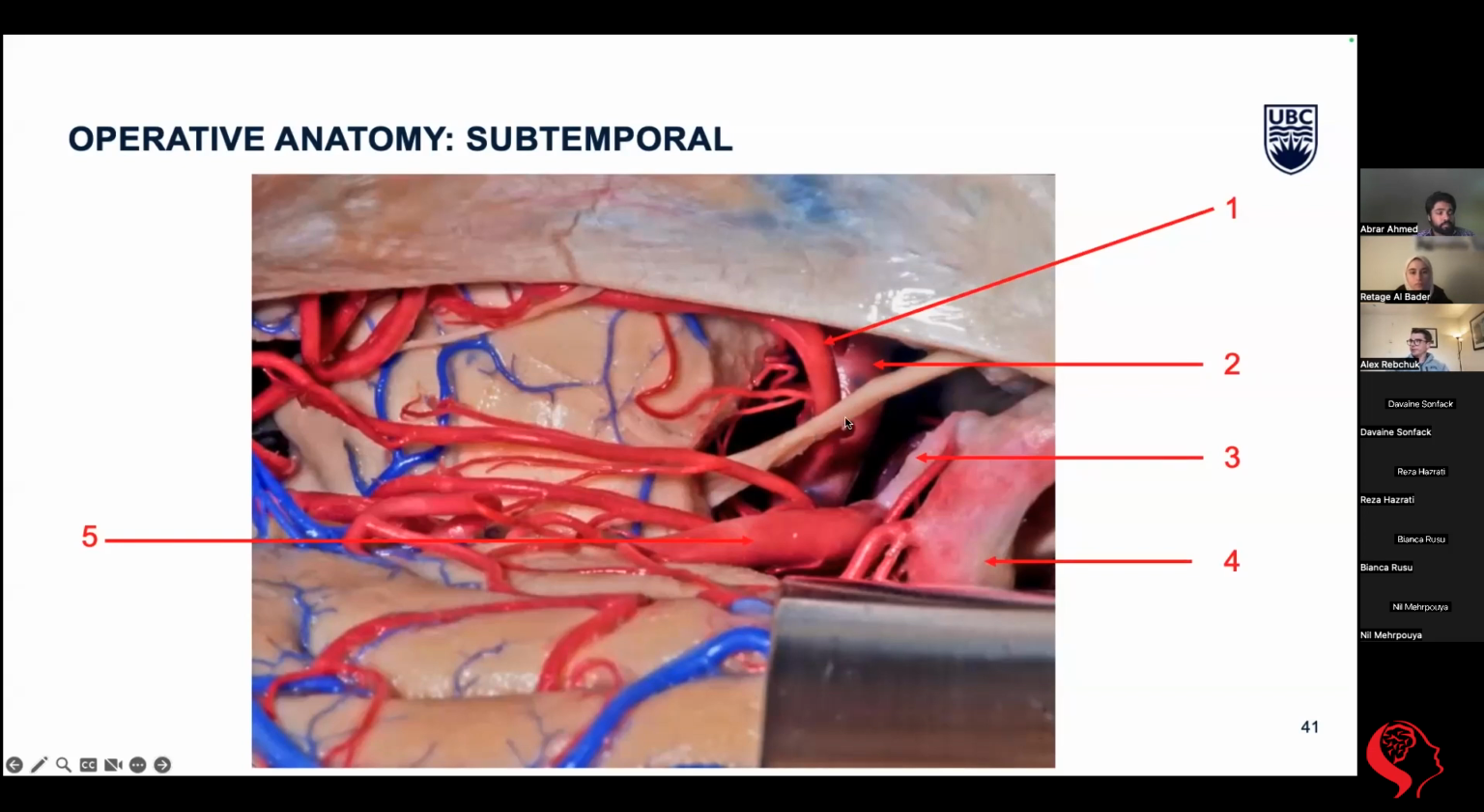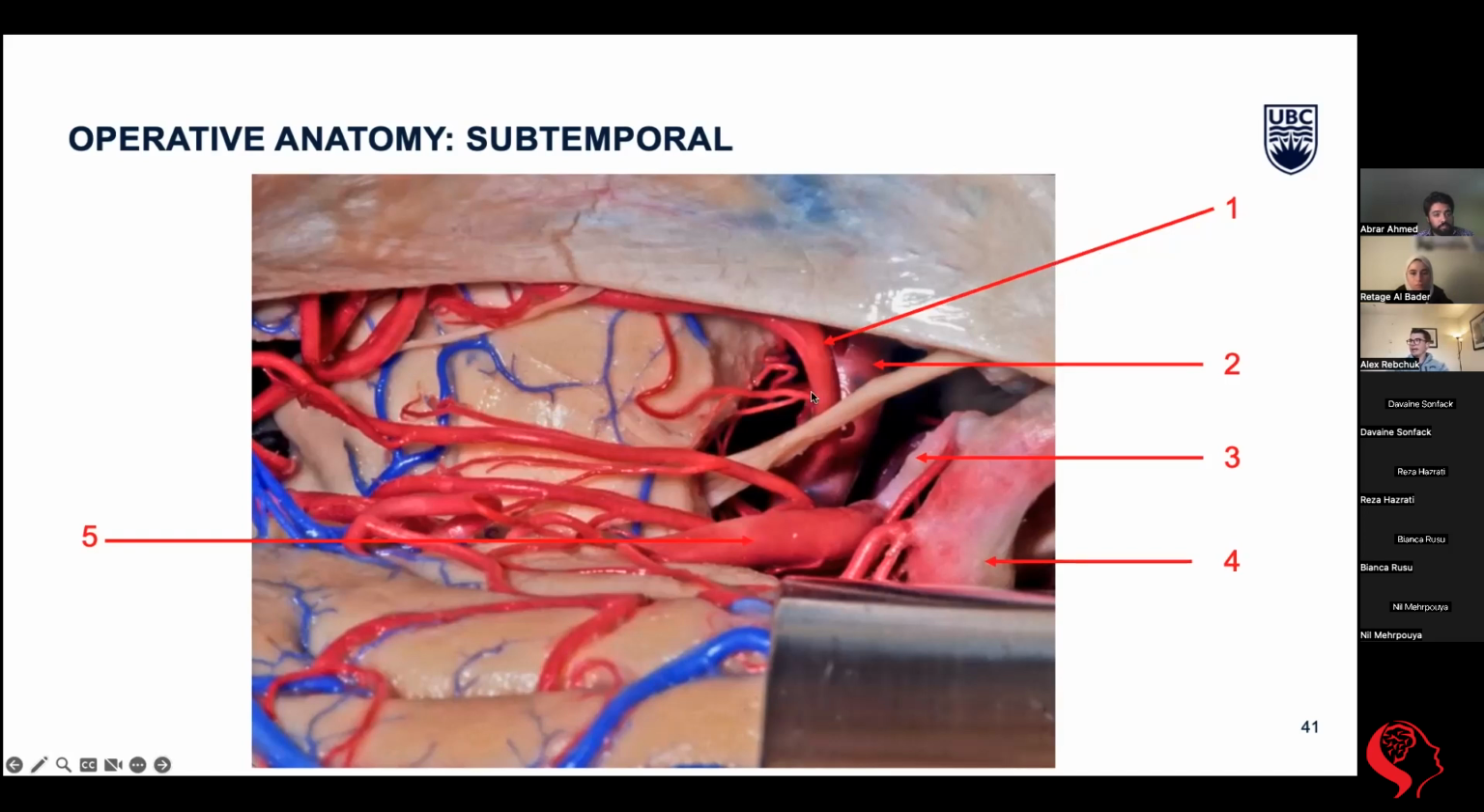So there's this yellow structure, presumably a nerve, and it's running between this artery and this artery, right? So nerve between artery and artery. That's probably the oculomotor nerve. That makes this the SCA and this the PCA. You're kind of oriented there.